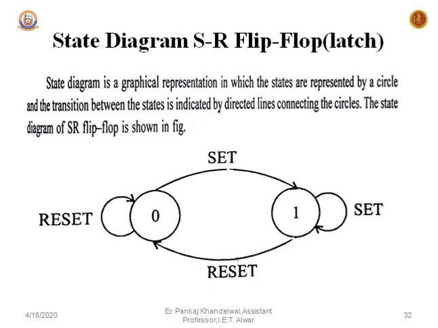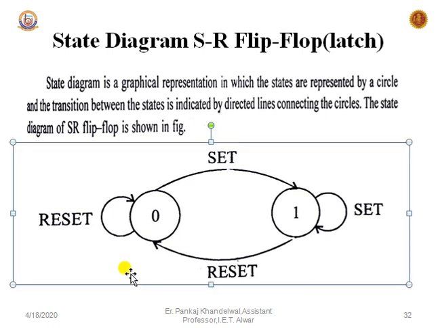After that, we can design the state diagram of the SR flip-flop or latch. A state diagram is a graphical representation in which the states are represented by circles, and the transitions between the states are indicated by directed lines connecting the circles. The state diagram of the SR flip-flop is shown in the figure. Both states, 0 and 1, are shown by circles.